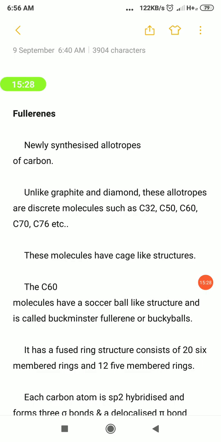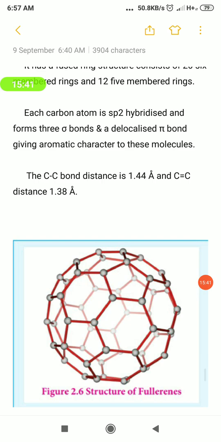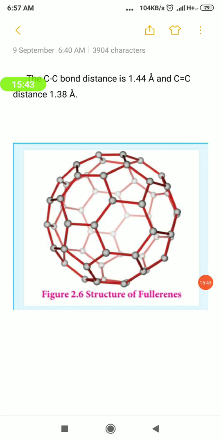Then the next allotrope we are going to see is fullerene. Okay, fullerene, when we say fullerene, what should come to our mind is a football, because its structure will look like a football. What will it look like? Like a football. First let us see the structure. This is the structure of fullerene.